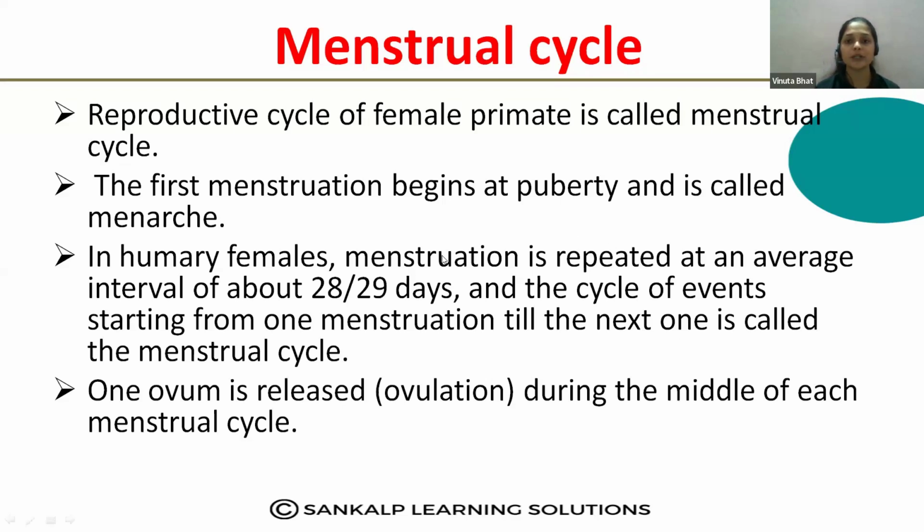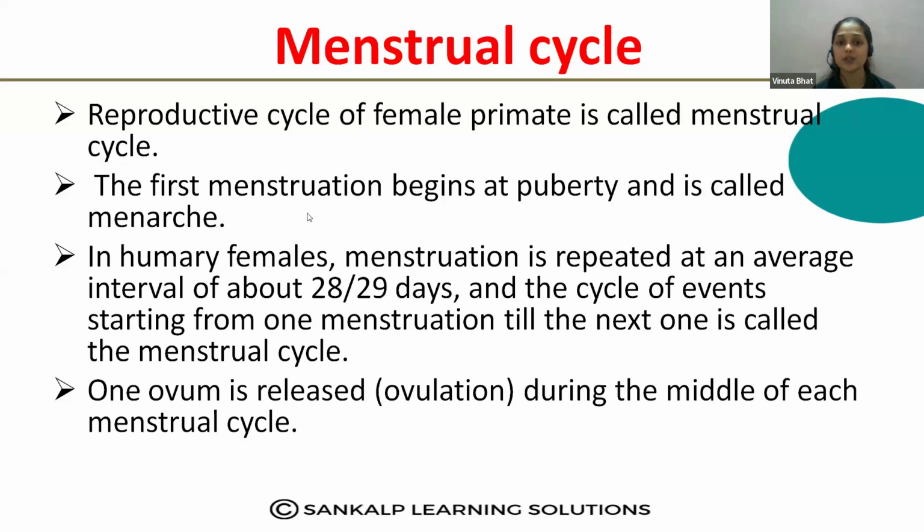So next important topic, that is the menstrual cycle. So what is this menstrual cycle? It is a reproductive cycle of the female primates. Female primates means in apes, in human beings, you can observe the menstrual cycle. You cannot observe the menstrual cycle in all organisms. Mainly you can observe it in the primates.